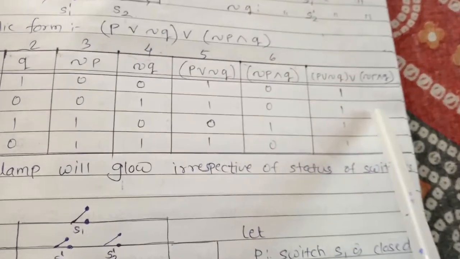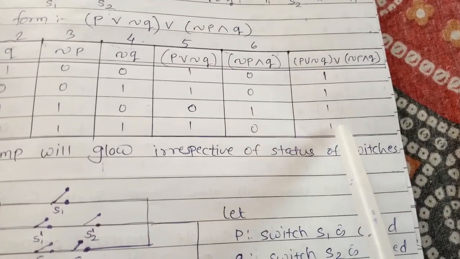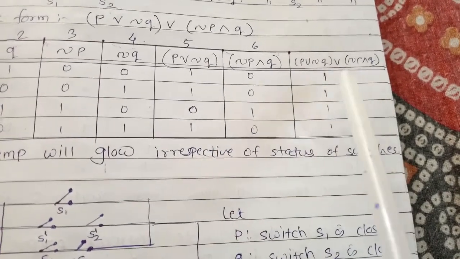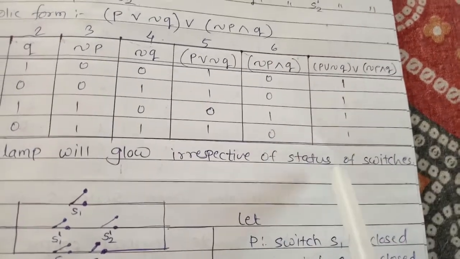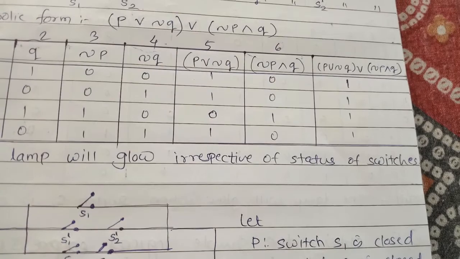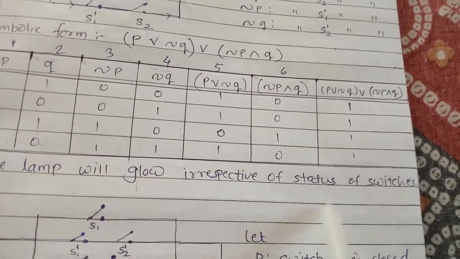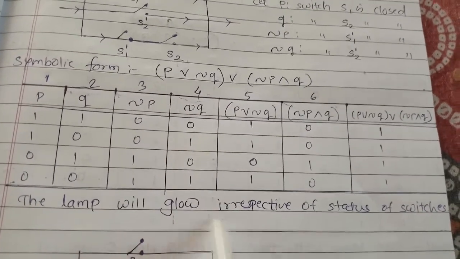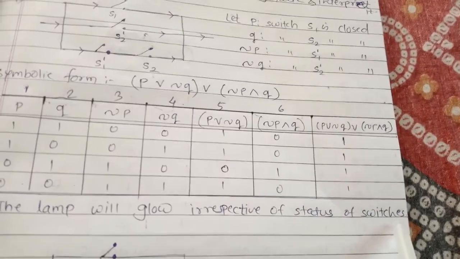So what does this mean? We have to interpret the result. So since in tautology the last column will be all true, we say it is a tautology. All statements are true here. So this means that the lamp will glow irrespective of the status of the switches. Means wherever the switches are placed, the lamp will glow. So the lamp will glow irrespective of the position of the switches.